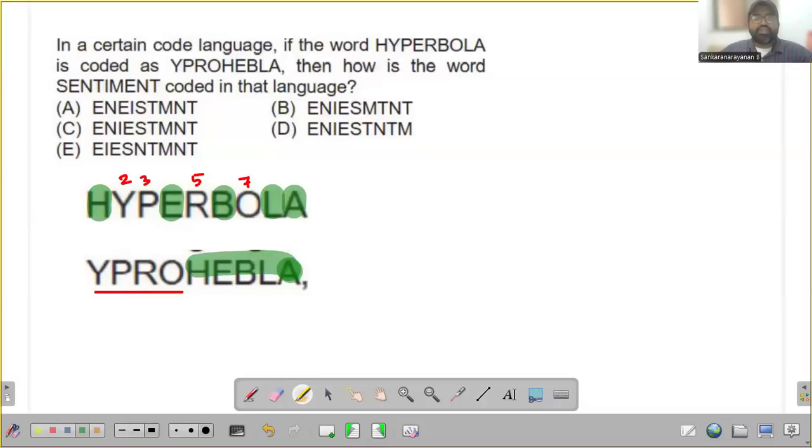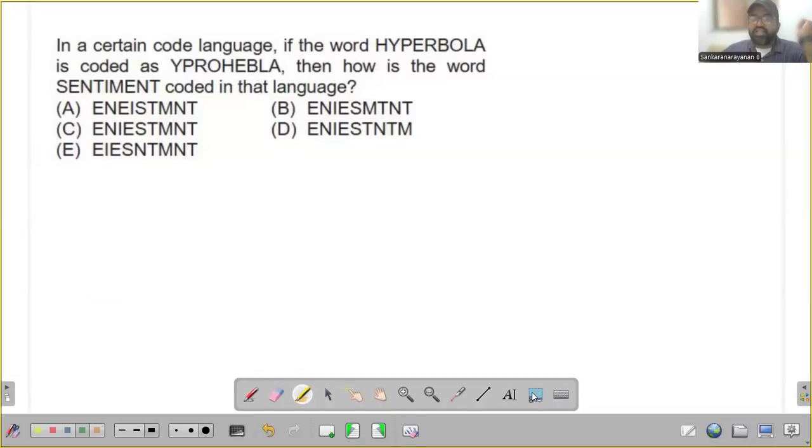The composite positions are there. They are neither prime nor composite. They are presented separately. So the letters located in the prime positions 2, 3, 5, 7 are grouped first. The rest of the letters are presented later. So that trigger helps you to understand what is happening in our question.